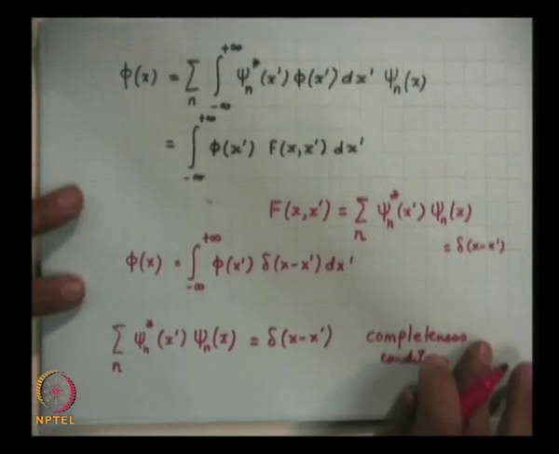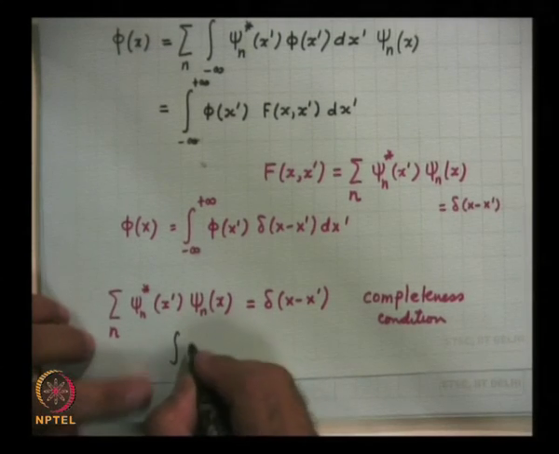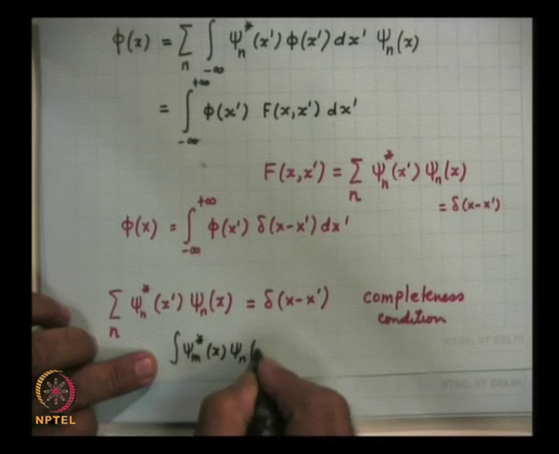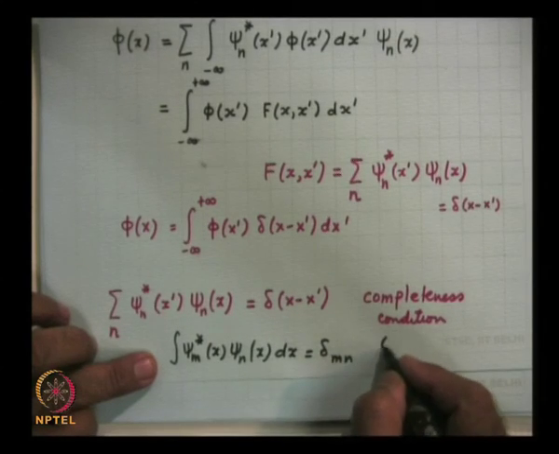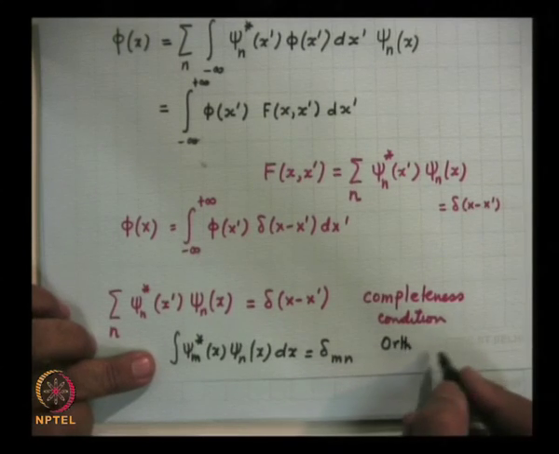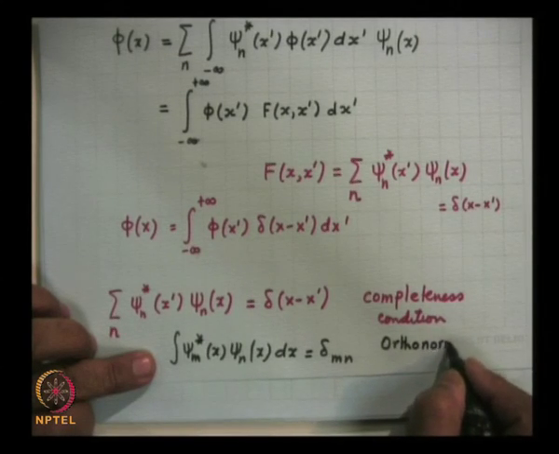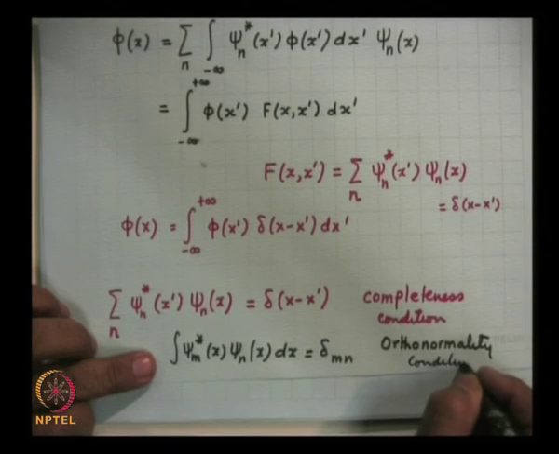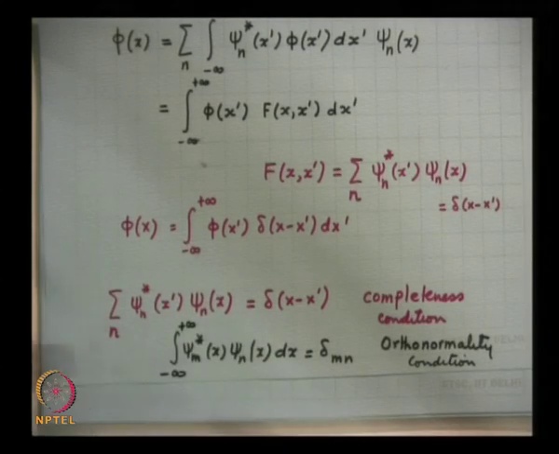and the other is that psi m star of x psi n of x dx is equal to delta mn. This is known as the orthonormality condition. It combines the orthogonality condition and the normalization condition. So, this is known as the orthonormality condition. These limits are also from minus infinity to plus infinity.